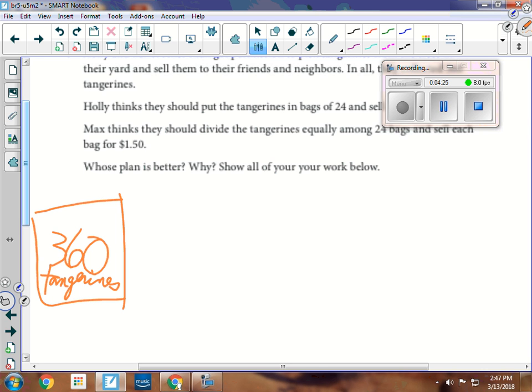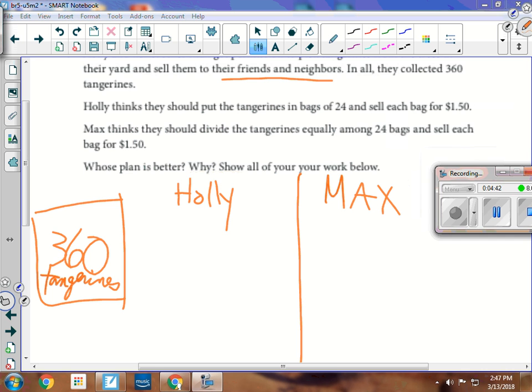And they each have their own idea about how they're going to sell these to friends and family. Here are their friends and neighbors, I guess. So Holly, I'm going to write each problem out. Here's Holly's plan, and here's Max's plan. Holly says, I'm going to make 24 in a bag. So I'm going to make my own little bag here, with a little tie around it.